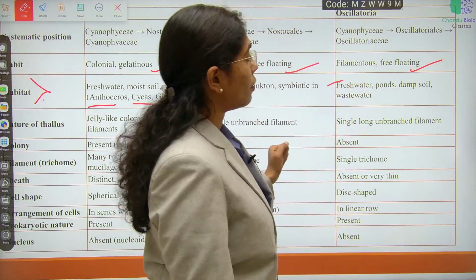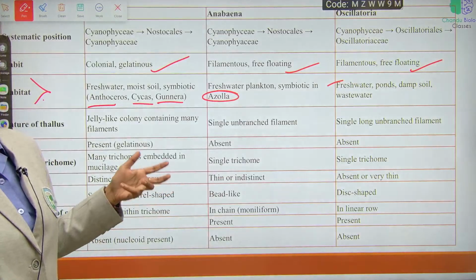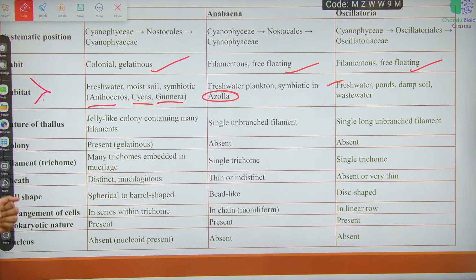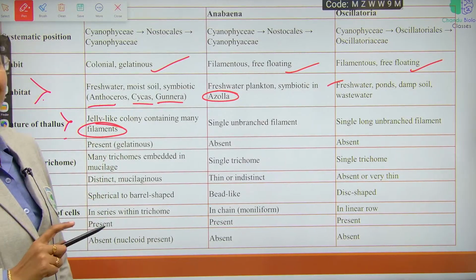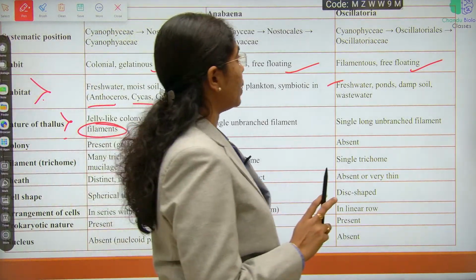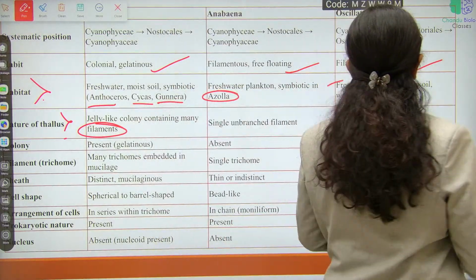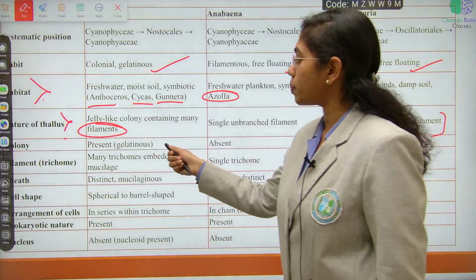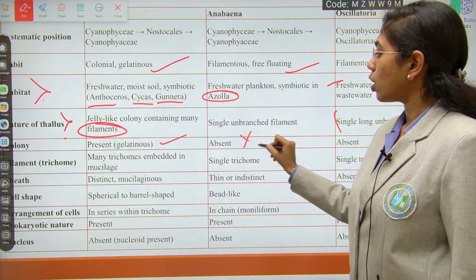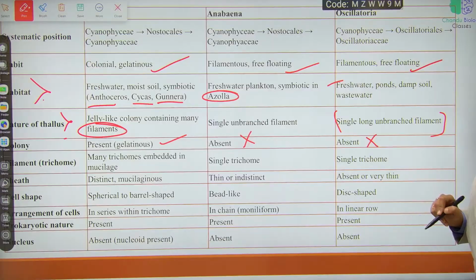Oscillatoria is usually found in freshwater habitats like ponds and lakes. Next, nature of thallus. Nostoc has a jelly-like colony which contains filaments. Anabaena is a single unbranched filament. Oscillatoria is a single long unbranched filament. Colony, here you see, is present in gelatinous form. Colony is absent in Oscillatoria as well.